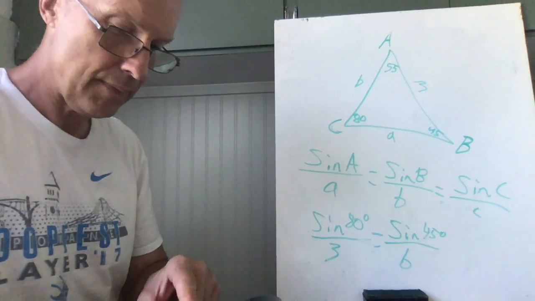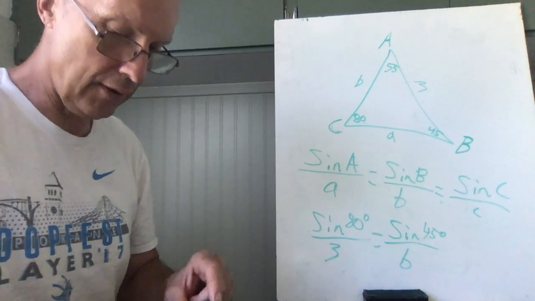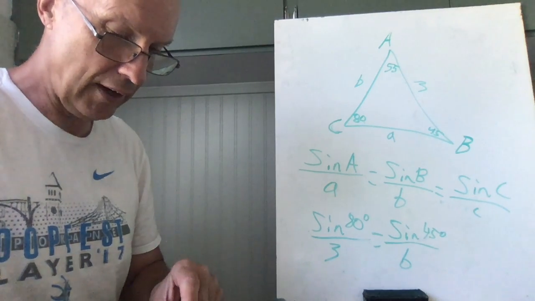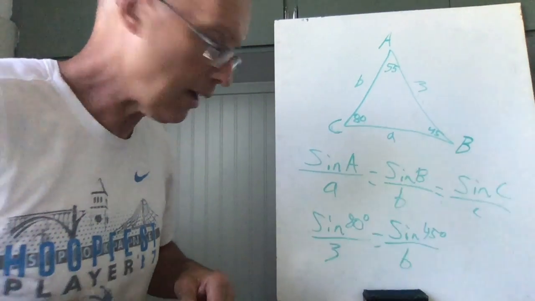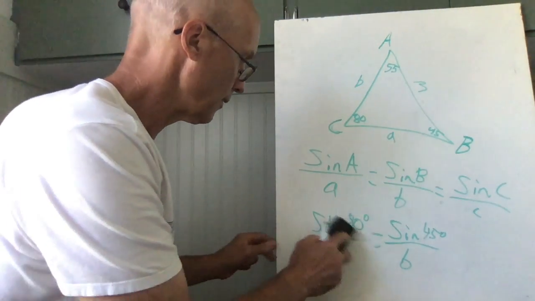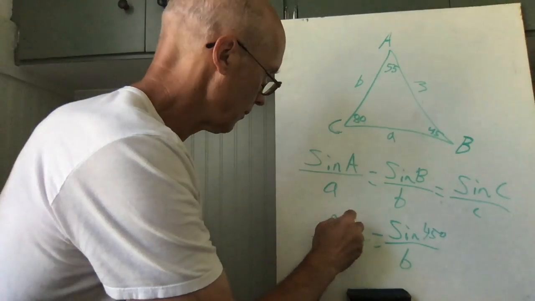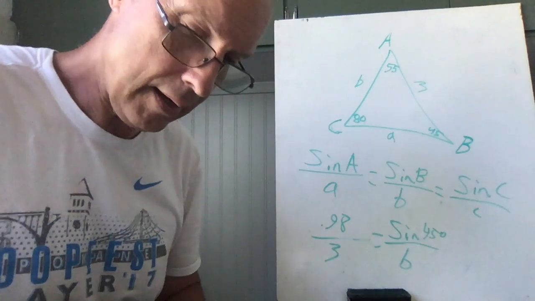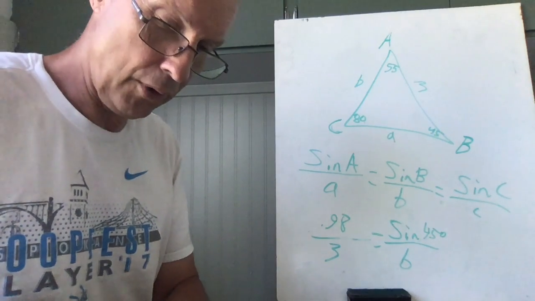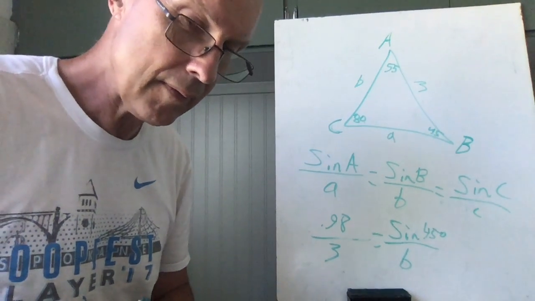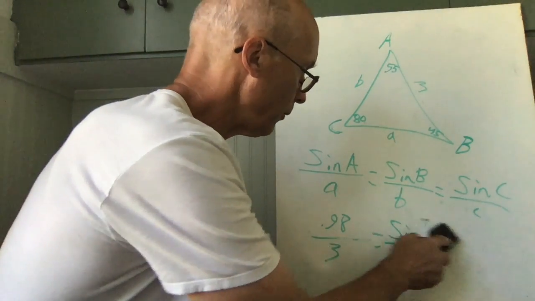Oops. Sorry, guess I don't know how to use it. I use this calculator. Sine 80 degrees equals 0.98, and the sine of 45 degrees, 0.71 basically rounded.